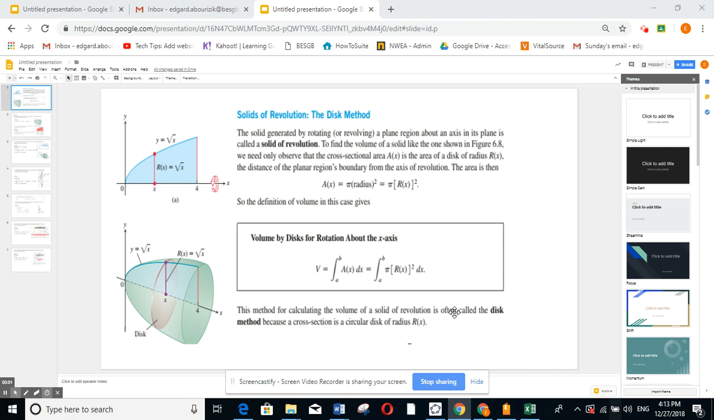Hi students, our study today is about revolving about x, any vertical or horizontal line. This is called the disk method. The things we're going to talk about today.